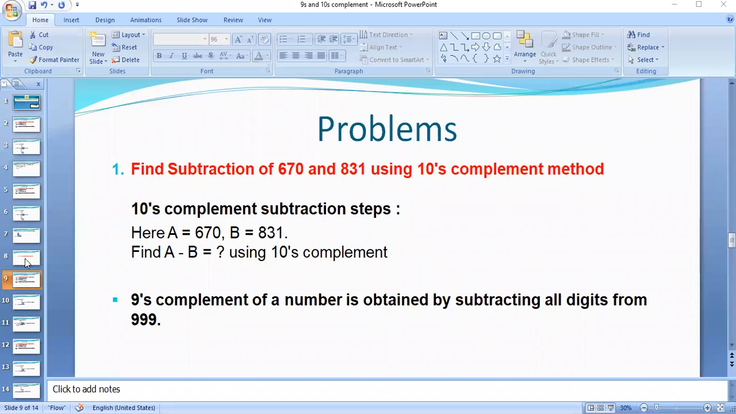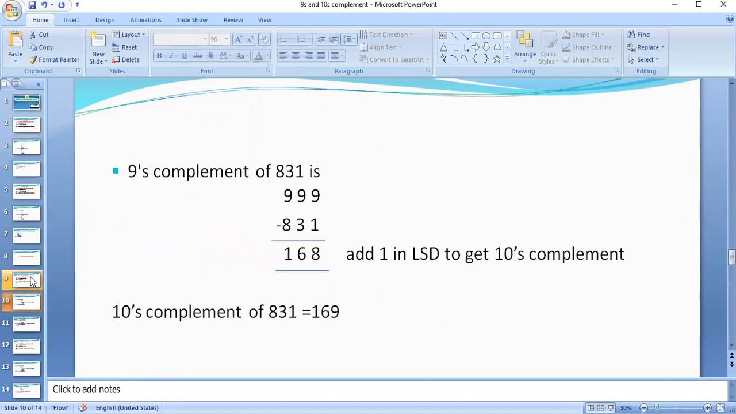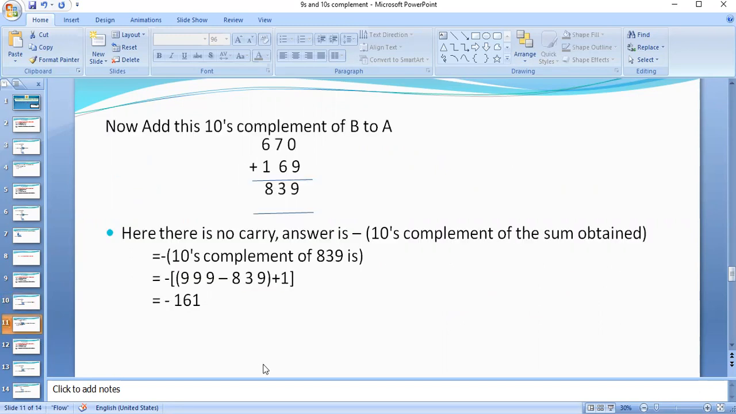So here in this problem, the subtrahend is 831. Here we are finding the nines complement of the subtrahend. After that we are going to add 1 to the LSD digit to get the tens complement. So what is the tens complement of the subtrahend? 169.